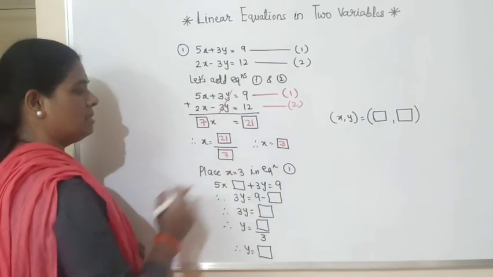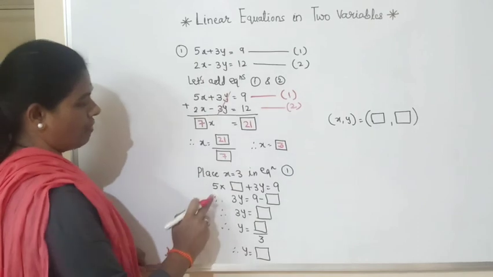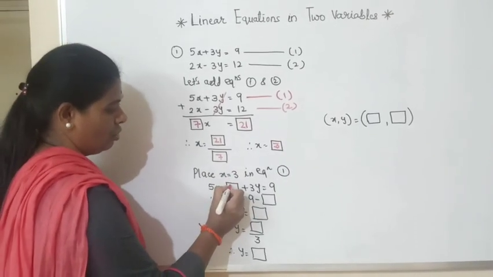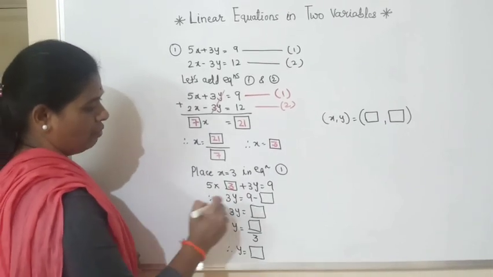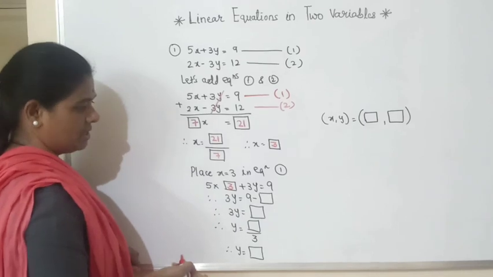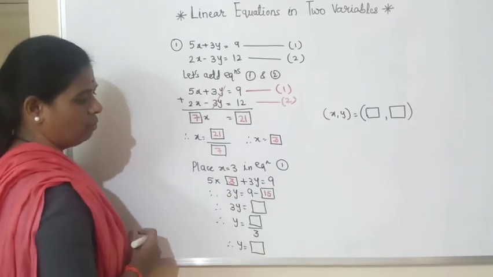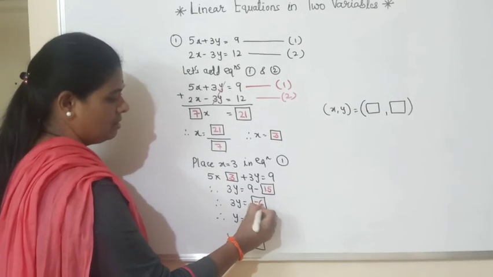Now you have to place this value x equal to 3 in equation 1. First equation 5x plus 3y equal to 9. The value of x is 3. So in the box we will put the value, that is 3. So 5 3s are 15. 15 will shift towards 9 and it will become minus 15. So 3y equal to 9 minus 15. 9 minus 15 is minus 6.